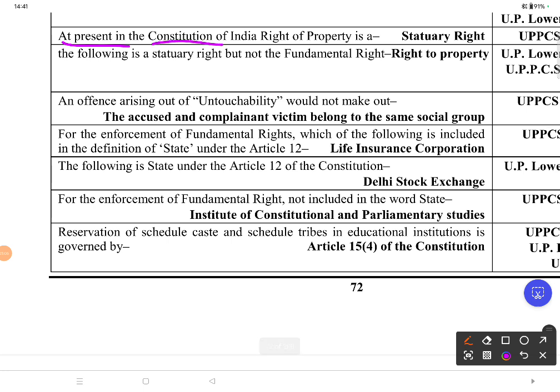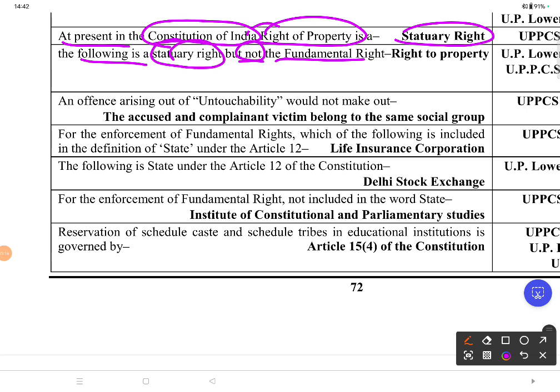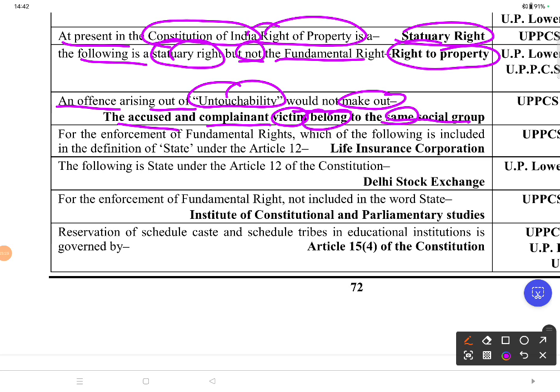At present, in the Constitution of India, right to property is a statutory right. The following is a statutory right but not the fundamental right, that is right to property. An offence arising out of untouchability would not make out. The accused and complainant victim belong to the same social group.